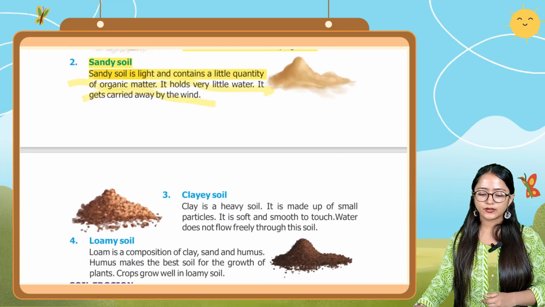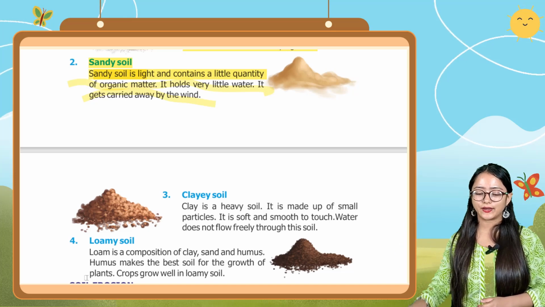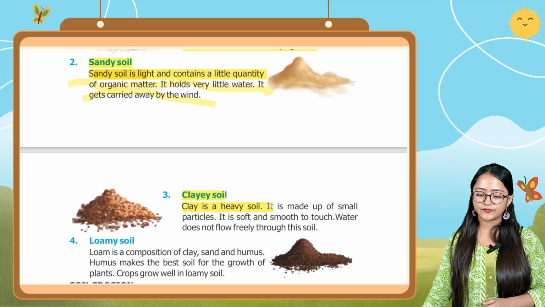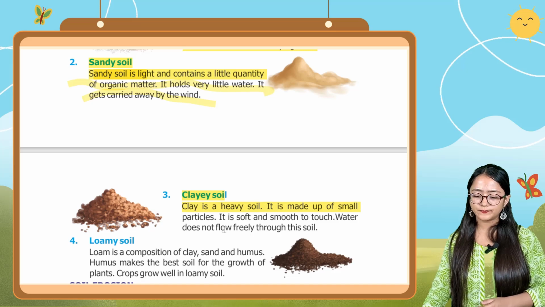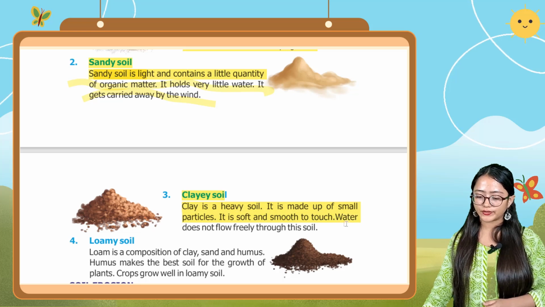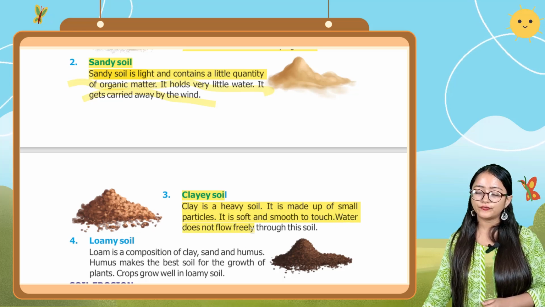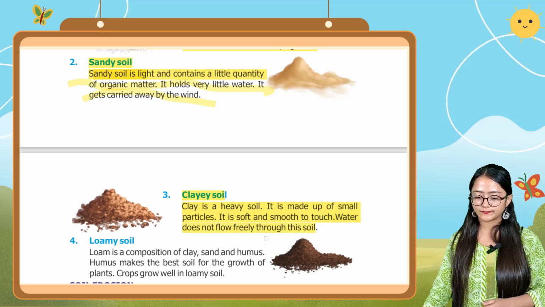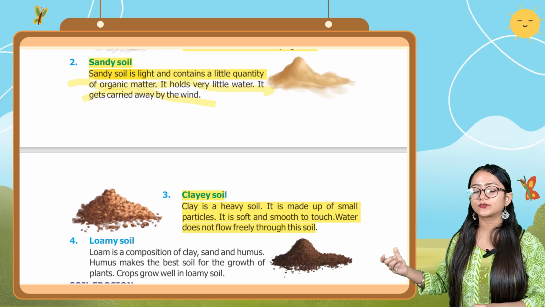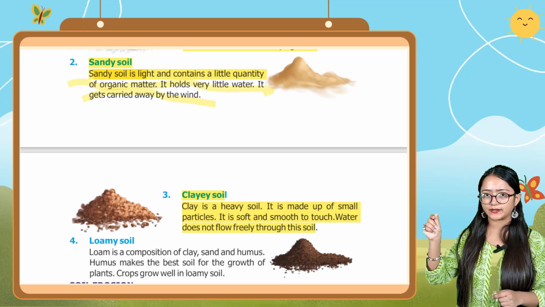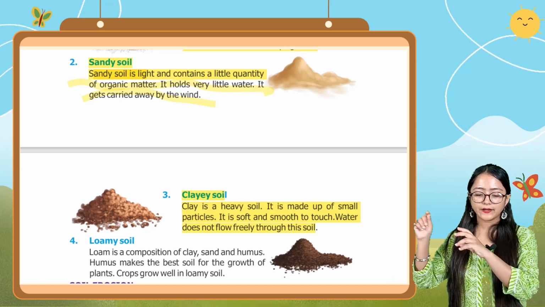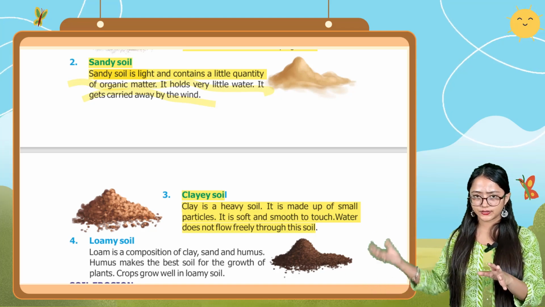Now the third one is clay soil. Clay is a heavy soil. It is made up of small particles. It is soft and smooth to touch. Water does not flow freely through this soil. In this picture you can also see the clay soil. Clay is a heavy soil made up of small particles, very soft and smooth to touch, and water does not flow freely through it.